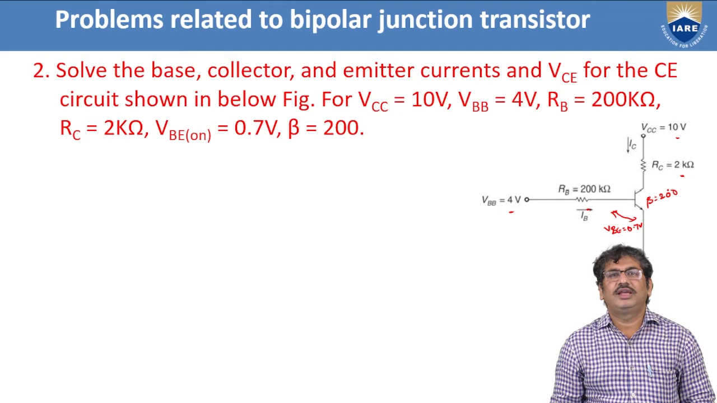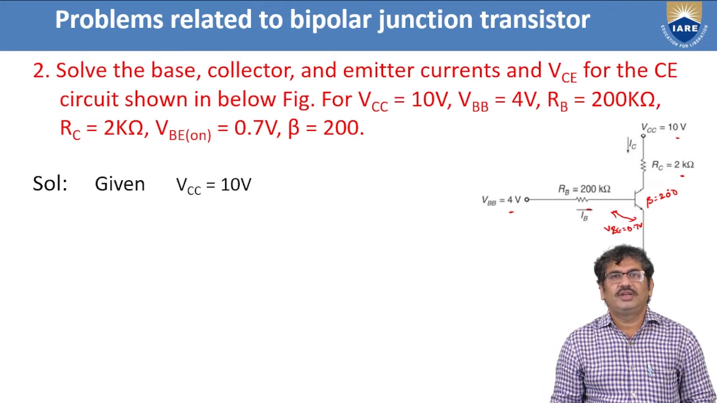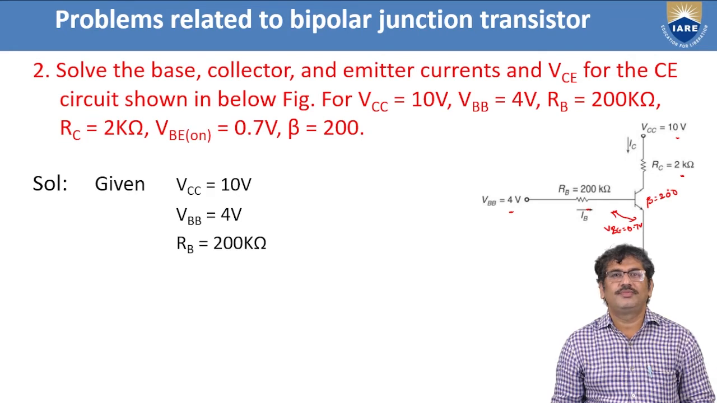First we will write down the given values. Given VCC is equivalent to 10 volts, VBB is equivalent to 4 volts, RB is equivalent to 200 kilo ohms, RC is equivalent to 2 kilo ohms, VBE is 0.7 volts, and beta is equivalent to 200.